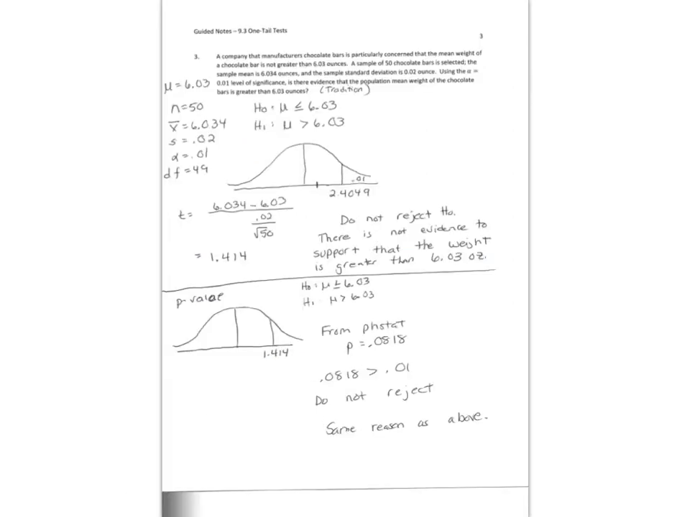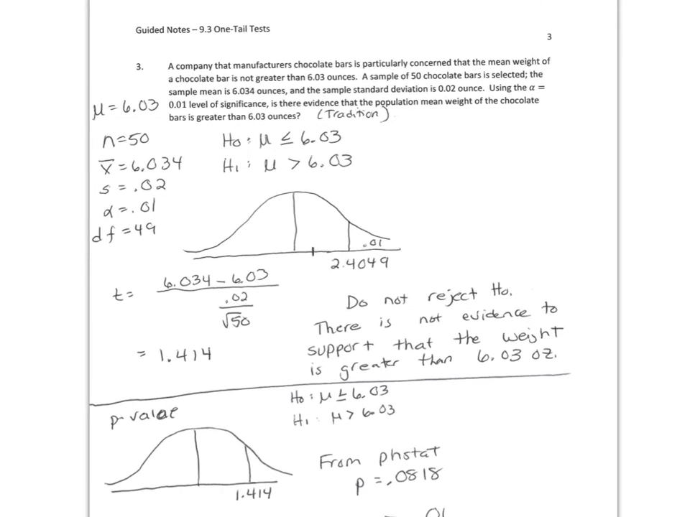All right. Still in section 9.3. Read the problem. Stop the video. Write down in notation what your numbers are. Using the alpha is 0.01 level of significance. Is there evidence that the population mean weight of the chocolate bar is greater? So your H sub 1 is going to have a greater than, because that's what you're testing. Mu is greater than 6.03.